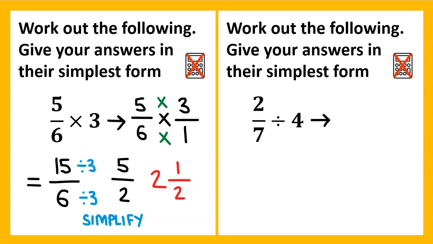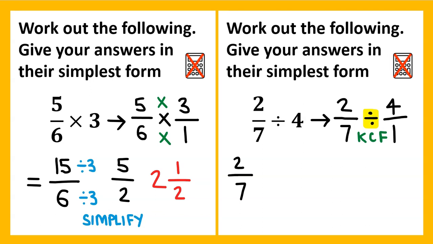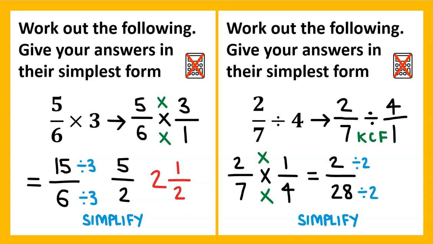When dividing, let's change it into the same format, where we have 2/7 divided by, and writing 4 as a fraction can be written as 4/1. We can then use keep, change, flip, keeping the first fraction the same, changing division to a multiplication, and flipping the fraction upside down to find the reciprocal, multiplying the numerators. 2 times 1 is 2, and the denominators, 7 times 4 is 28, and we can simplify. Dividing top and bottom by 2 gives us 1/14.